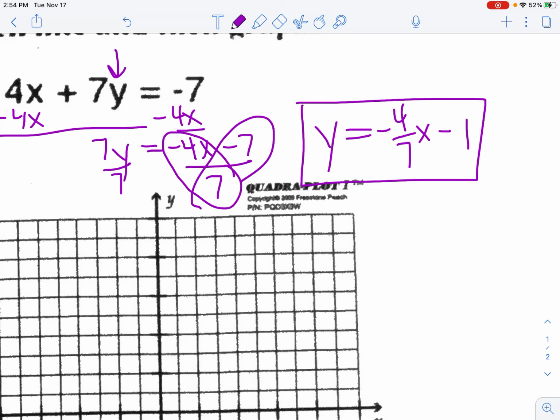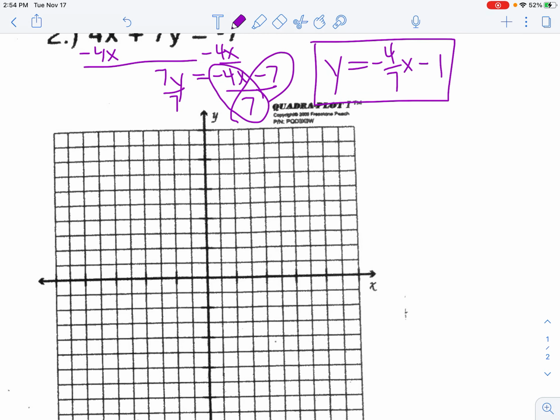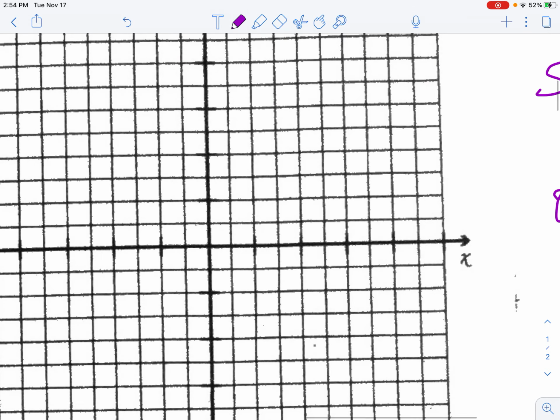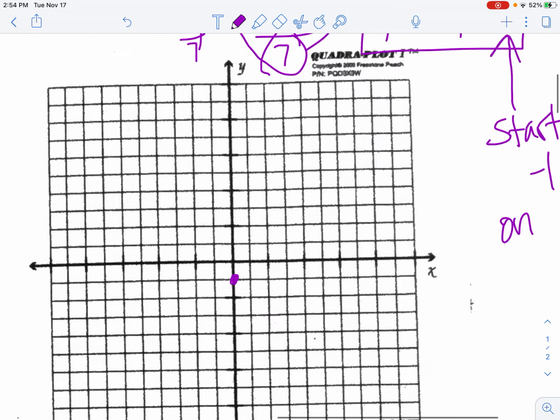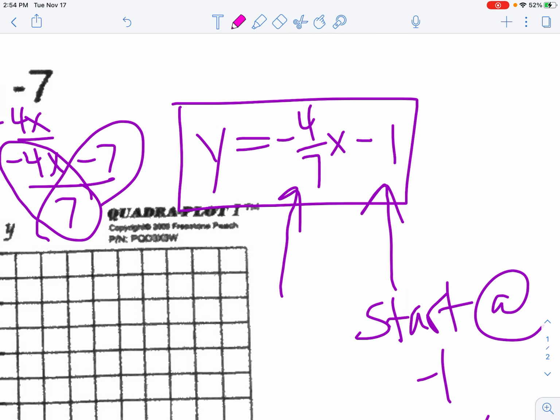What we need to do with that now is graph it on the coordinate plane. There's a coordinate plane right here, so we're going to go ahead and start. Remember, the y-intercept is the starting point. So you're going to start at negative 1 on the y. So right there, and there's negative 1. And then the slope here, those are the directions. What do those directions mean? Well, the slope is negative 4/7.